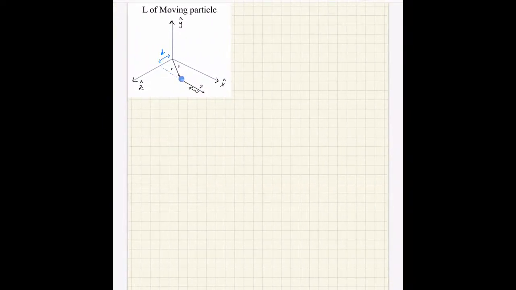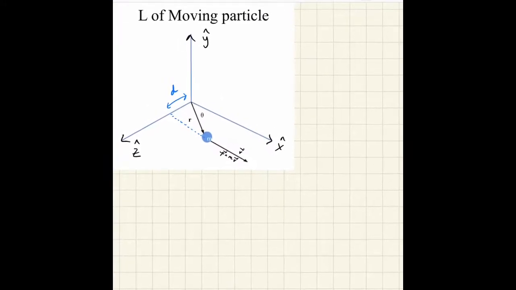So let's start by finding the angular momentum of a moving particle. Now, I always find this problem a little bit weird. What I have here is a mass m, and it's moving along the positive x hat axis with some velocity v. That also means that it has a momentum p, also in this direction, pointing this way, m times v.